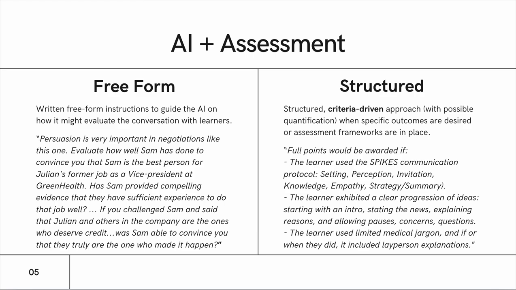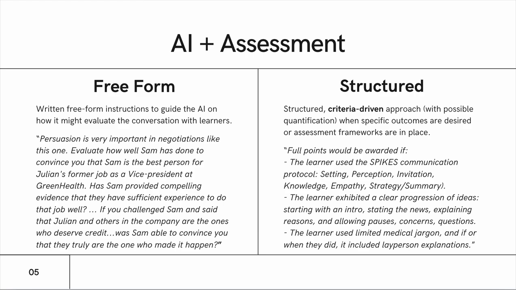The free-form approach on the left resembles prose and guides the AI in reasoning how it might evaluate the learner. In this case, the faculty is asked a series of questions such as, has Sam provided compelling evidence that they have sufficient experience to do the job well? And designed some conditions for the feedback like, if you challenged Sam, was Sam able to convince you?